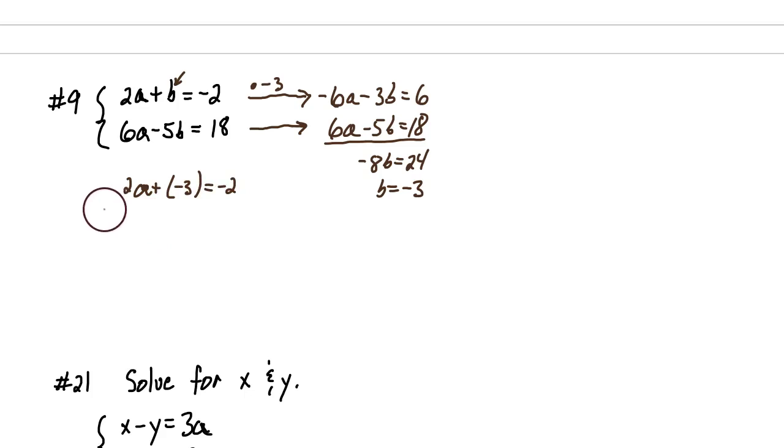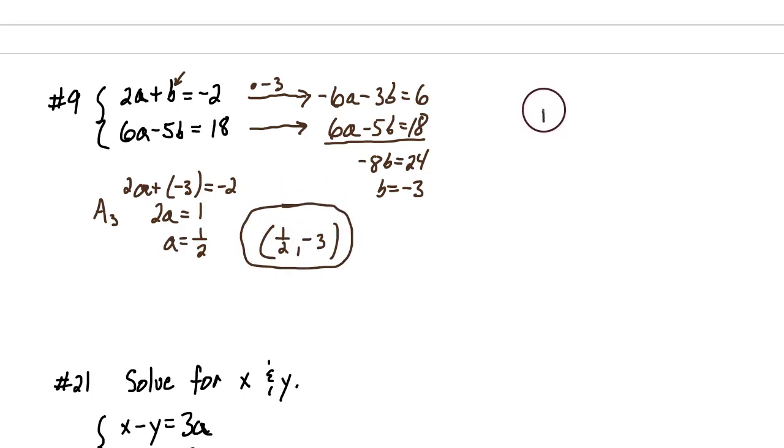Let's solve this for a. First, add 3 to both sides. 2a is equal to 1. Then divide by 2. We get a equals a half. Our solution is 1/2 comma negative 3.